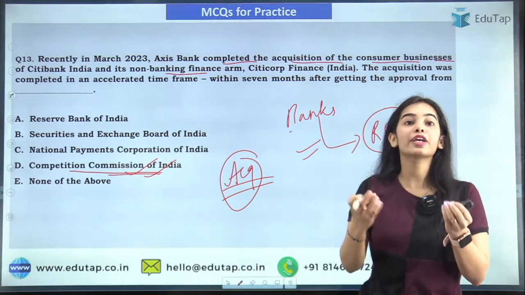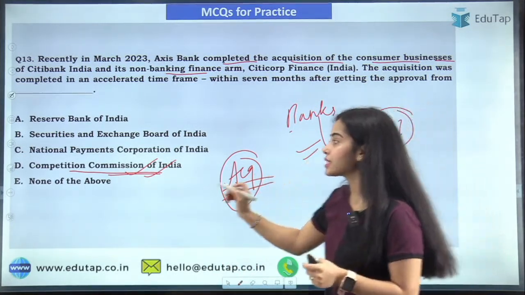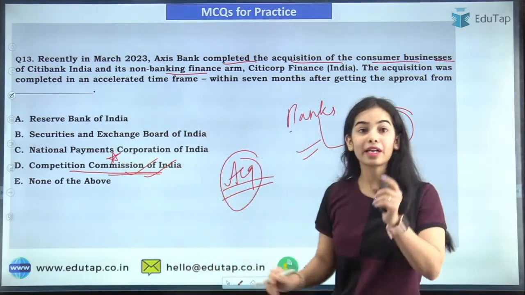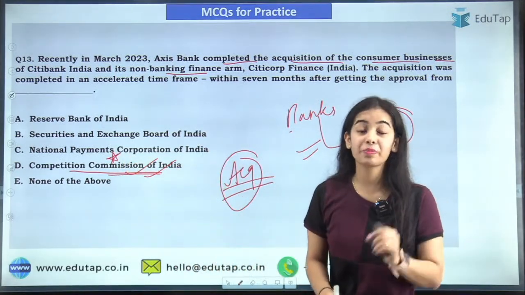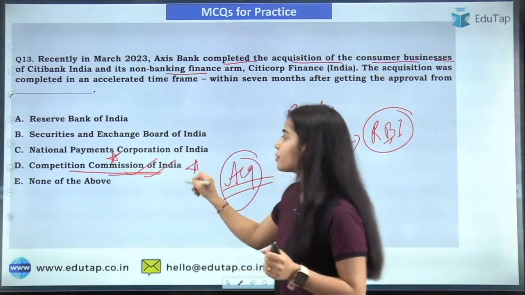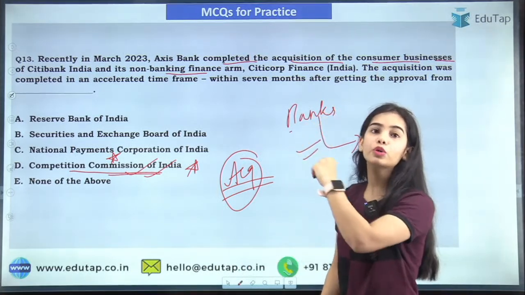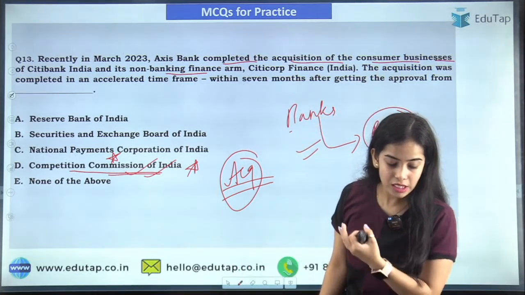That bank can create a monopoly. So to prevent that kind of situation, there is the Competition Commission of India. A monopoly must not be created in our country, because monopoly is very harmful for consumers. That's why you have to take permission from the Competition Commission of India to be able to acquire and to be able to do mergers.